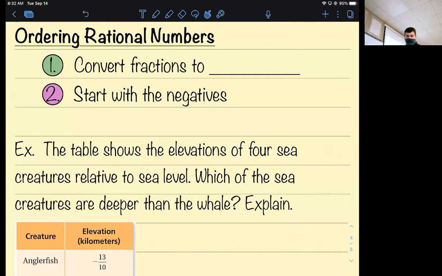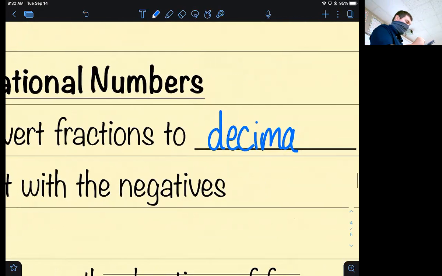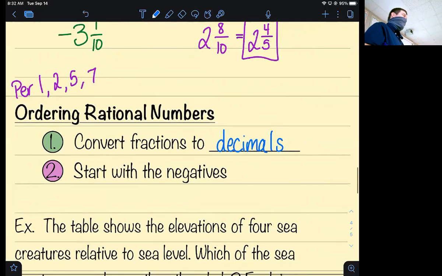All right, so this is where we left off yesterday, ordering rational numbers. Now, the secret to ordering rational numbers, when I say order them, that means line them up from least to greatest. The secret to doing that is to take all of your fractions and convert them to decimals. Now, that means we have to do long division, and I know that that's nobody's favorite thing to do. But the reason we want to do that is because it's very difficult to compare fractions.